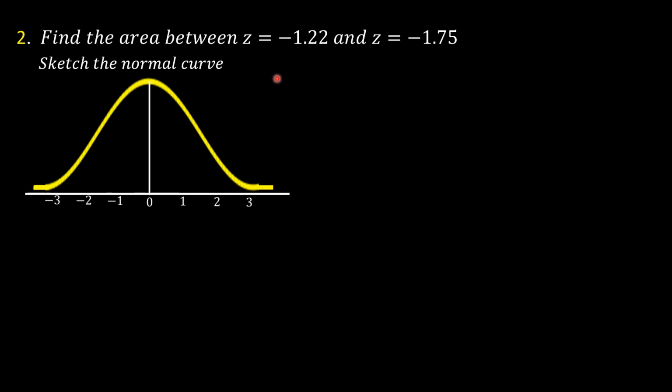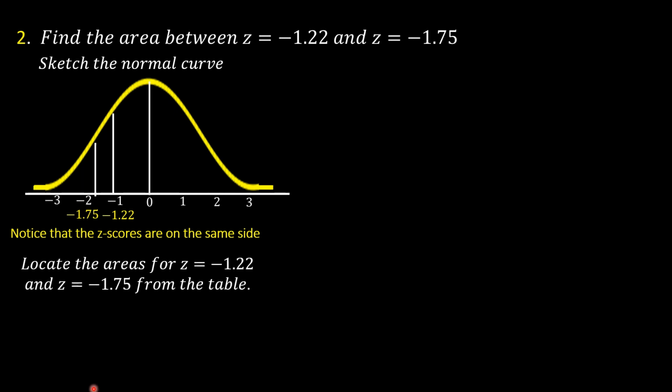Z is equal to negative 1.22 is on the left side of the normal curve. This is z is equal to negative 1.22 and z is equal to negative 1.75 is also on the left side of the normal curve. This is the z is equal to negative 1.75. Notice that the z-scores are on the same side of the normal curve.